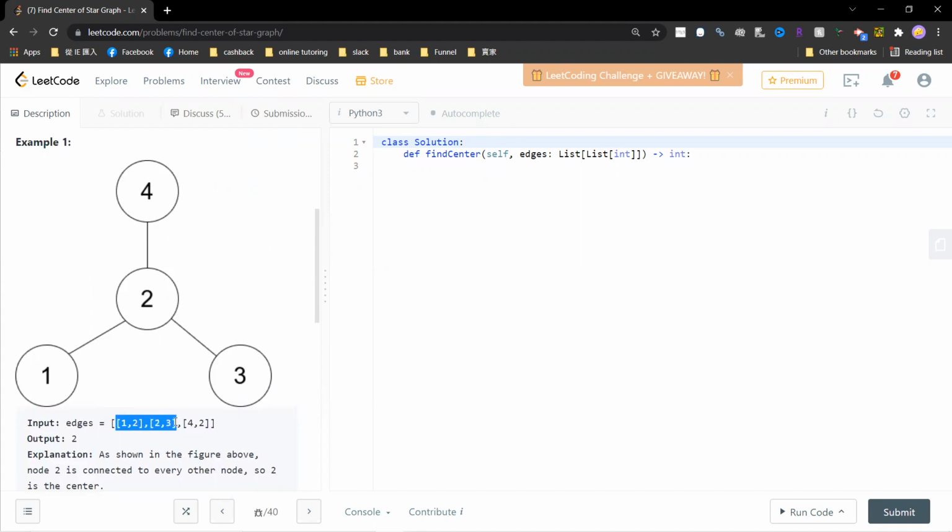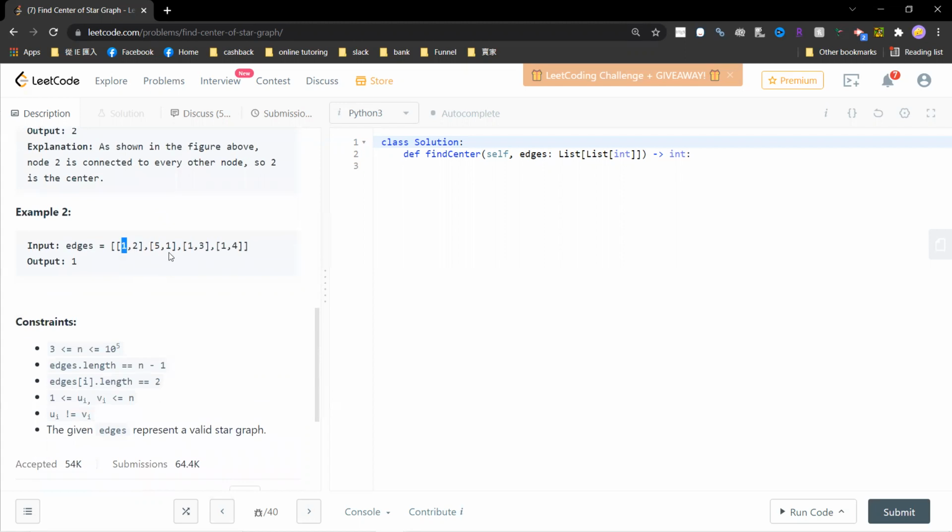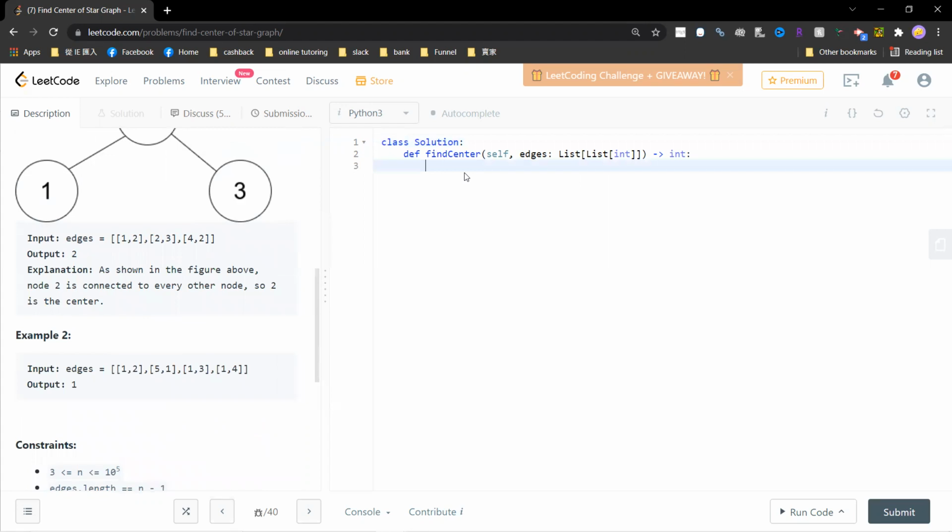So if you just take the first 2 edges and see which node they have in common, 2 is in common, so 2 is the answer. For this one, 1 is the answer, right? So actually, we only need the first 2 edges. We just compute their intersection.